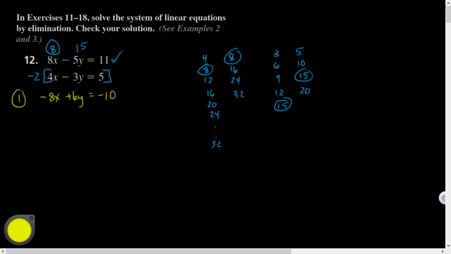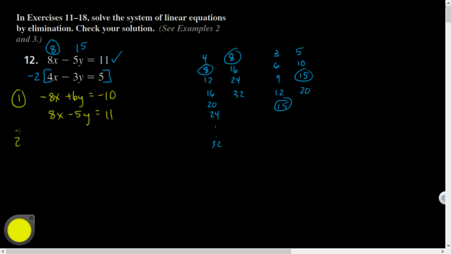And I'm just going to rewrite this equation here, only so that when I'm doing step 2 and adding, I don't have to keep looking two rows above to see what I'm adding together, because it's super easy to accidentally add the thing from the wrong equation. So I'm going to rewrite this. 8x minus 5y equals 11.